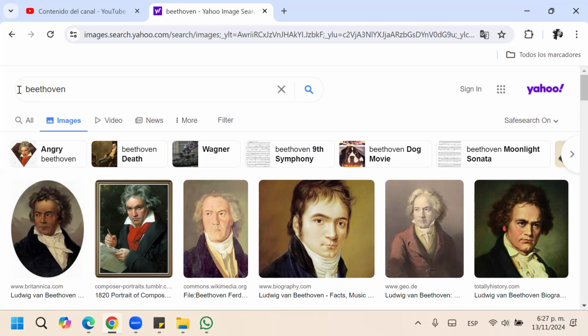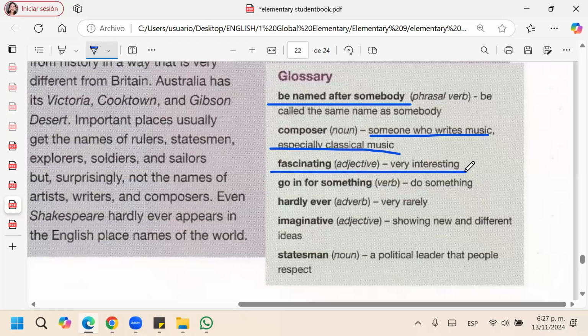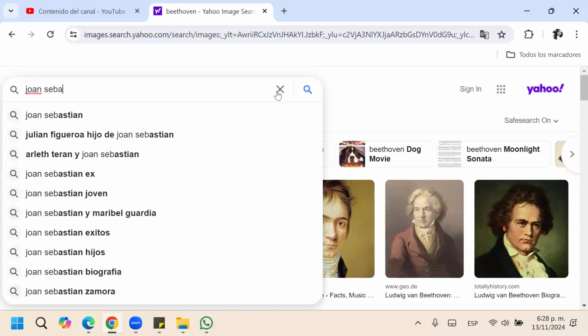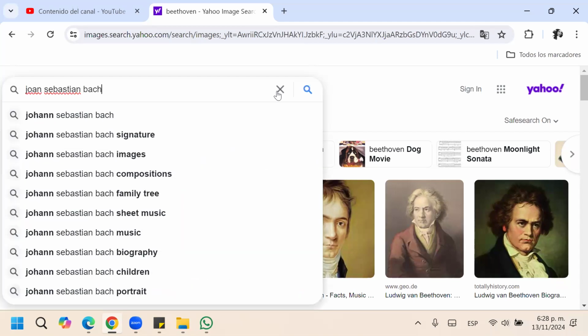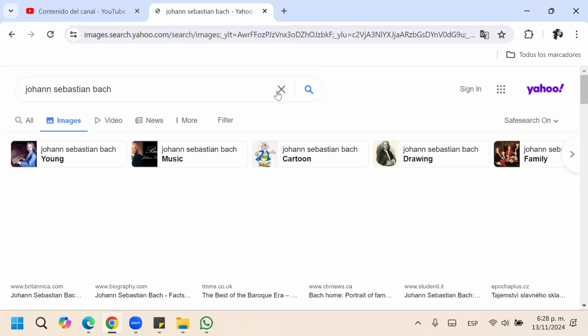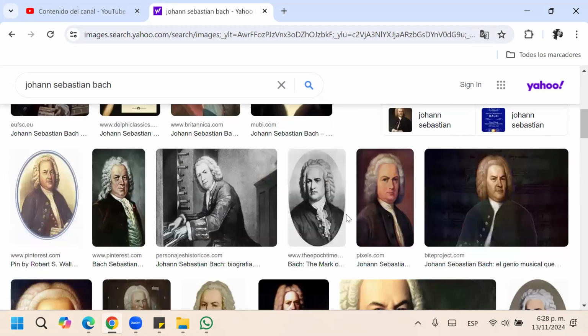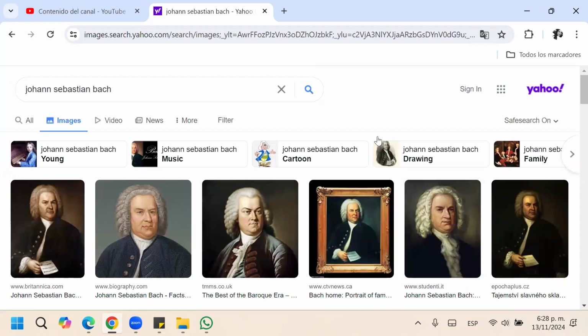Yeah, I forgot it. Well, composer, a person that writes music. Let me put this. Fascinating, something that is very interesting. Something is interesting, something is fascinating. I remember. Bach, Johann Sebastian Bach. Yes. He was a composer. One of the most important composers was this, Bach.